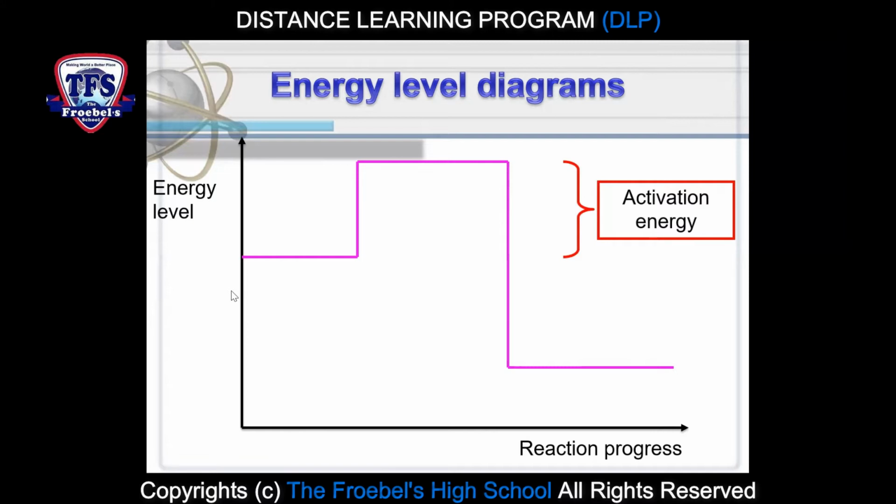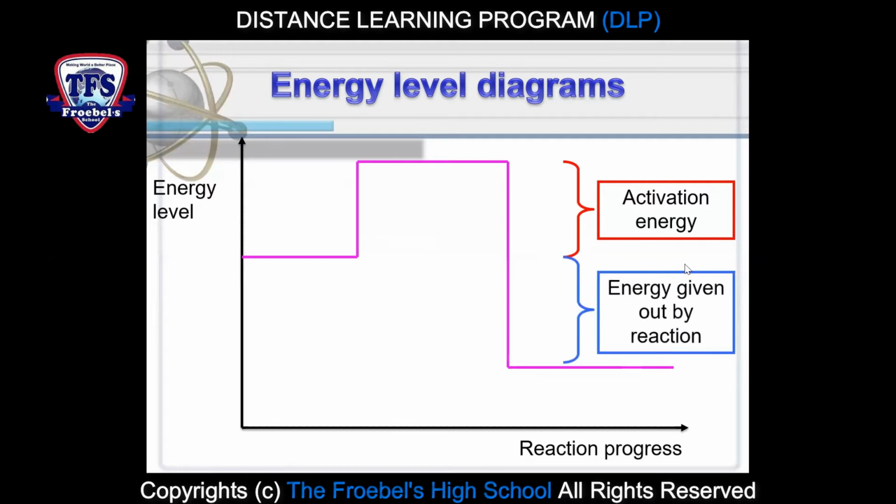The energy difference between the reactants and the highest energy level is called activation energy, and the difference between reactant and product is called enthalpy change or delta H. This is the energy which is given out by the reaction. It is called enthalpy change, and it is denoted by delta H. Okay, so there are two terms: energy of activation or activation energy and the enthalpy change.